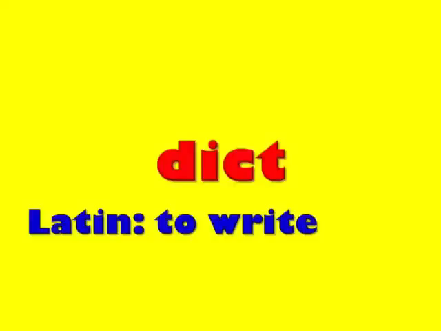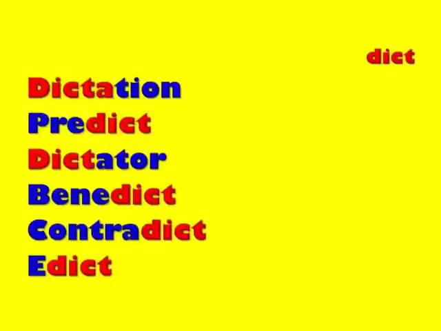Dict is a root word that comes to us from Latin, and it means to write. Dictation is the act of writing. Tion is a suffix that means the act or process of. As for the word predict, pre is a prefix that means before. To predict is basically to know something before it is written. A dictator is someone who writes the law, and that's why whatever the dictator has written is what is law. He is the only one who writes law.